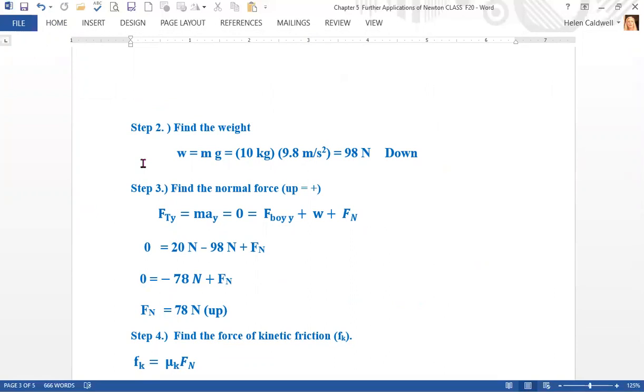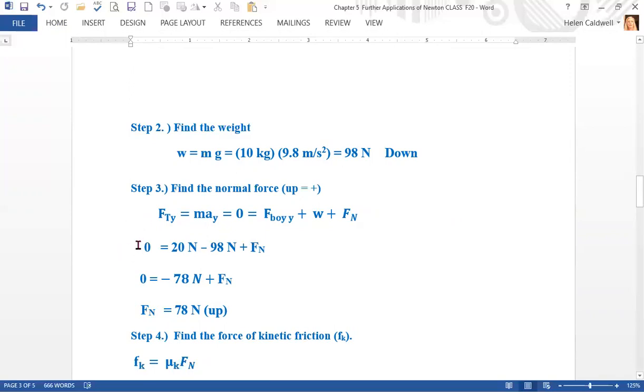Now, we can use the vertical force equation. We know 0, we know the force of the buoy in the y direction, we just found the weight, we can solve for the normal force. But you say, wait, they didn't ask for the normal force. No, they didn't, but it is the only thing we can calculate, so we will.